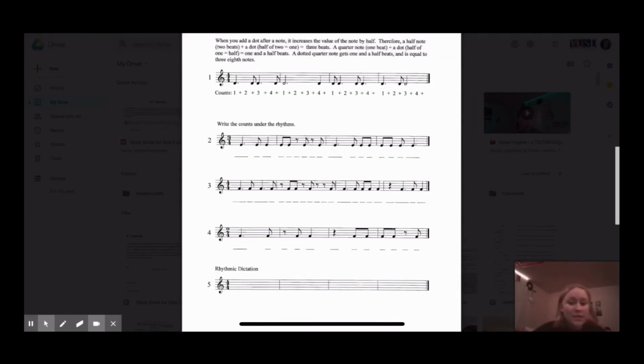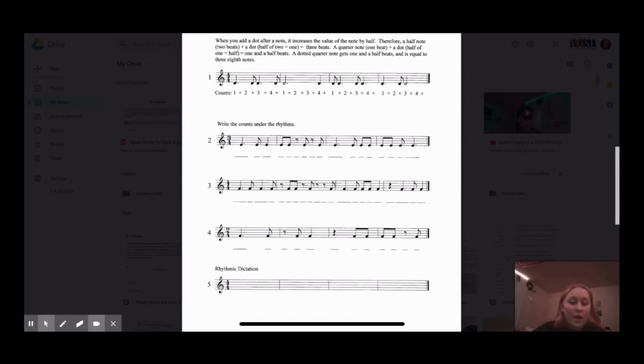Number 3 is just the same. It's 1 and, 2 and, 3 and, 4 and. And then the second measure of it, remember it's 4 beats out of 4. So tell me, how do you say this one? It is rest, eighth note, rest, eighth note, rest, rest, eighth note. So it'd be 1 and 2 and 3 and 4 and. So that is the full one. If you got that, congratulations.